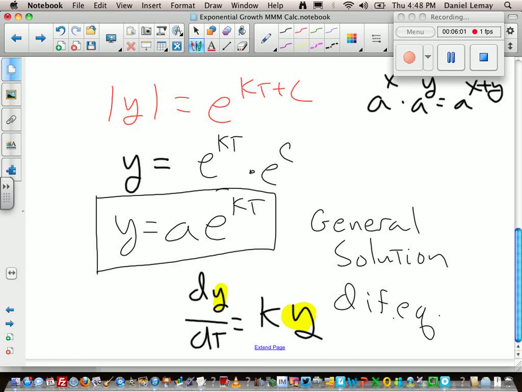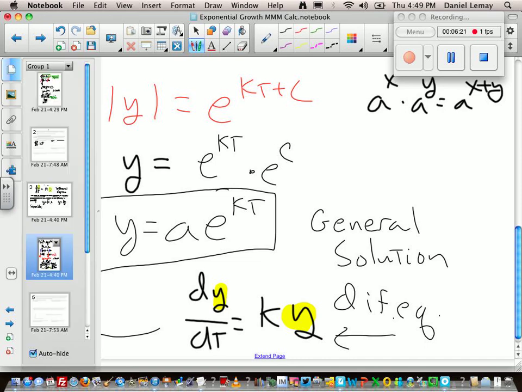Okay, so that's the differential equation they want you to write, and here's this general solution. I would love to have you be able to jump automatically to that and use the right one without having to go through that whole process. Okay, so now what we're going to do is solve some problems like this.